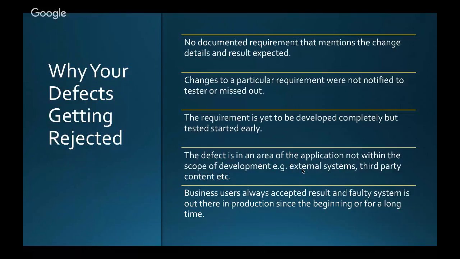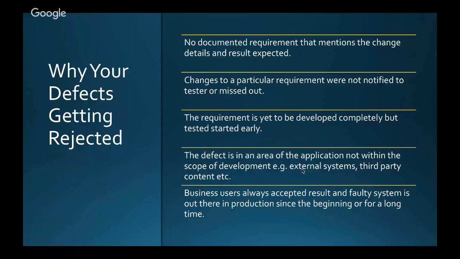Business users always accept the result, and a faulty system is out there in production since the beginning or for a long time. Many times it happened that something was wrongly developed or not properly tested, and it went out to production, and then it is in production for long, and everybody is okay. They know it's a known issue, and everybody is okay with it, and they keep on doing it for long. That is the reason I have often seen many bugs which are rolled out in some production model and are there since long. Nobody thinks about it.